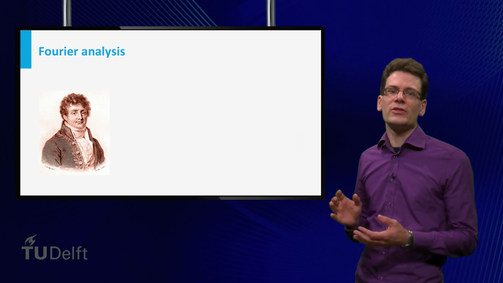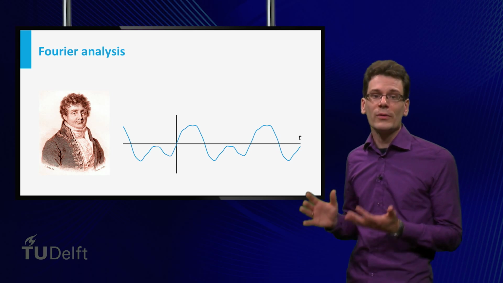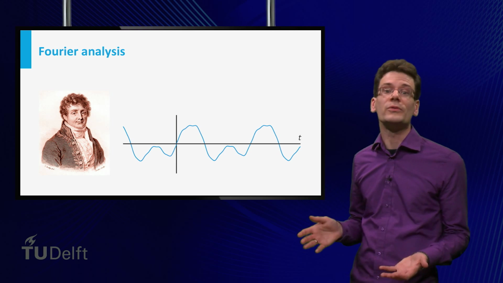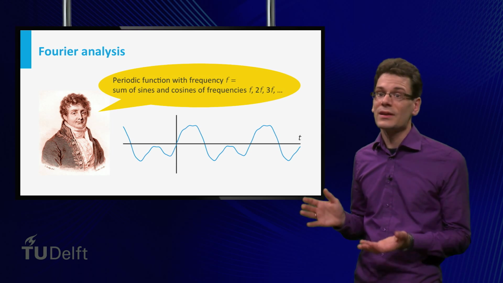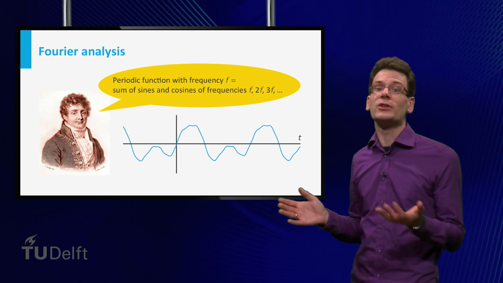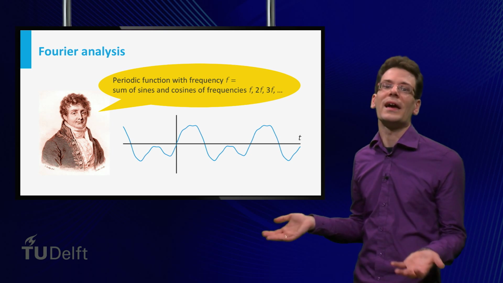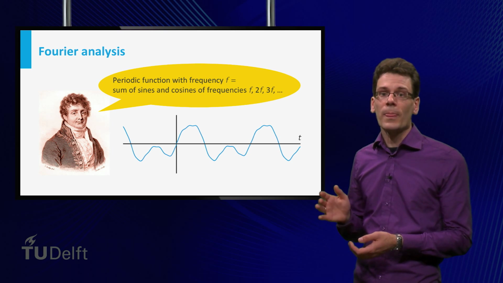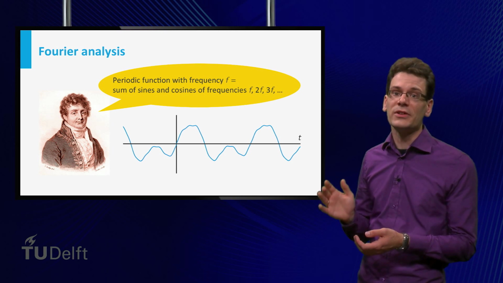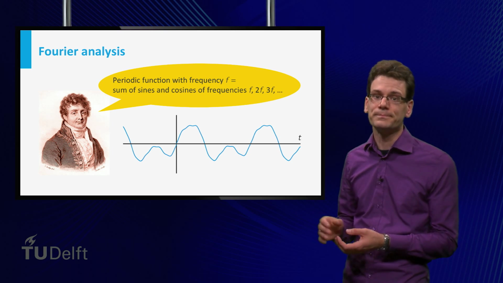The theory roughly states the following. Suppose you have a periodic continuous function of frequency f, then this can be written as a sum of sines and cosines with frequencies f, 2f, 3f, etc. The shape of the function determines the precise amplitude of each sine and cosine.